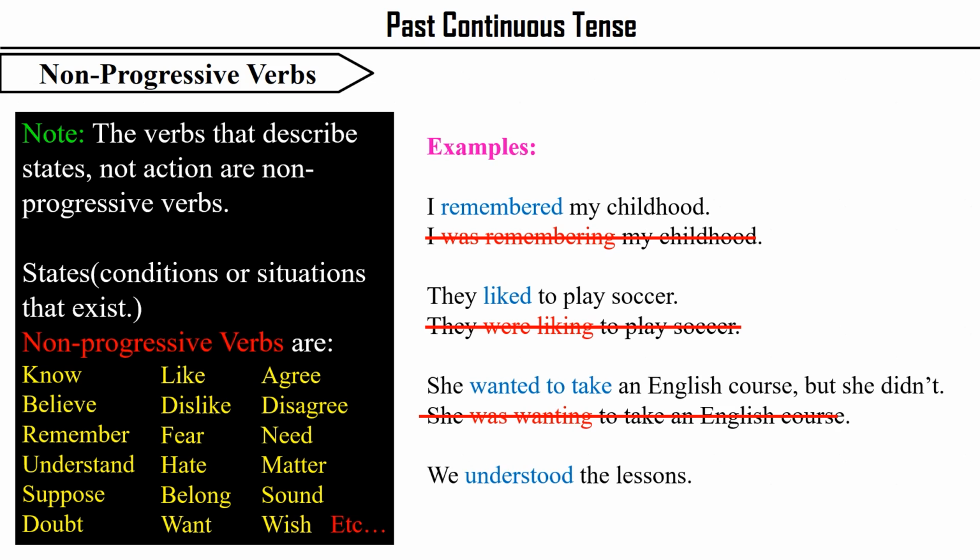We understood the lessons. Past simple tense. That's right. That's perfect. But it is wrong to say we were understanding the lessons. Why? Because understand is a stative verb and cannot be used in continuous tenses.